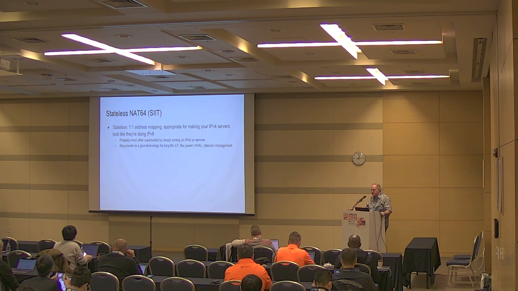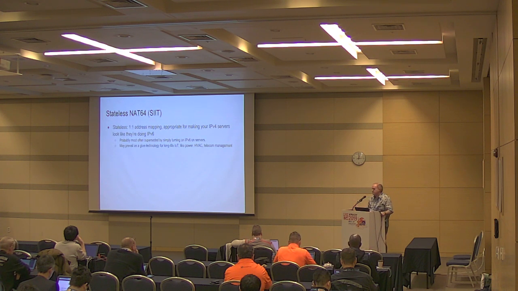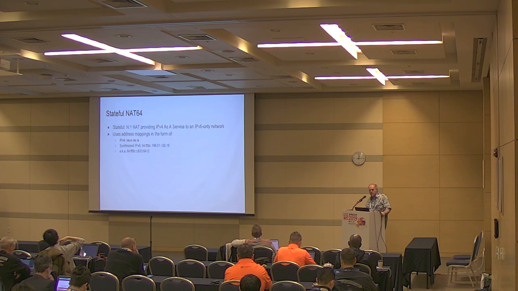But it may prevail as a glue technology for long life IoT. There are things out there that survive a lot longer than network equipment, like microwave systems and HVAC, telecom management, power systems. And there are going to be these V4-only things on your network that just have really long life, and it's one way to deal with that. And stateful NAT 6.4 is what we're going to do presently. And that's pretty much what I've described.